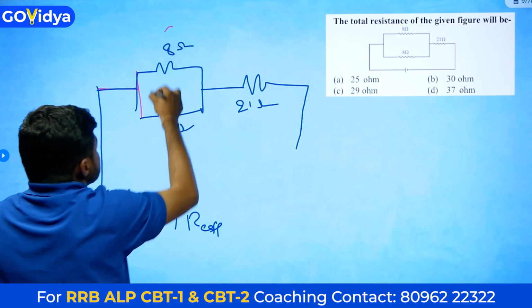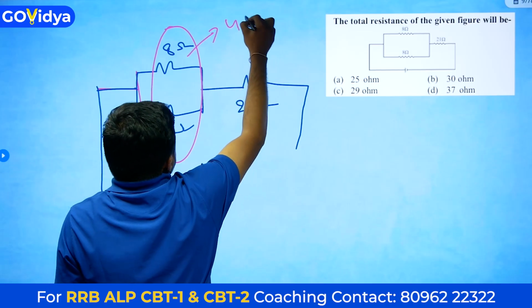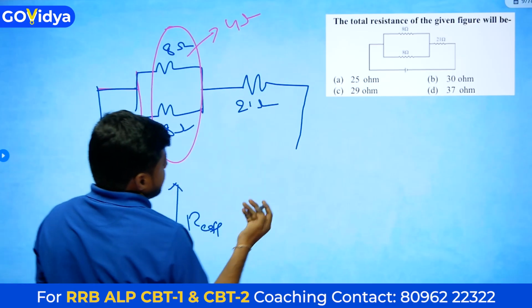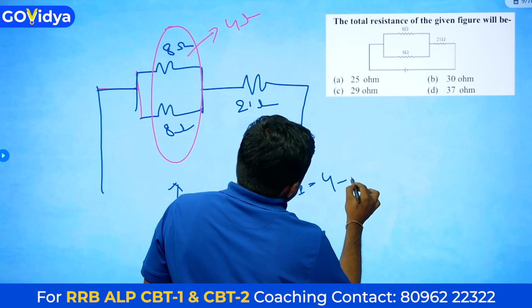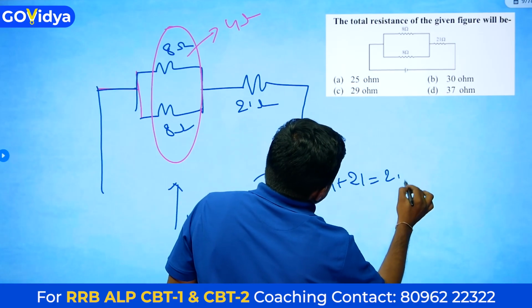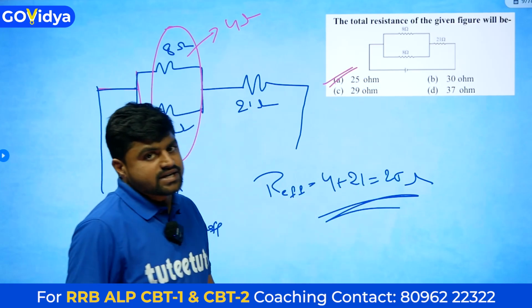Here 8 ohms and 8 ohms are connected in parallel, the combination is 4 ohms. Now 4 ohms and 21 ohms are connected in series. R effective is equal to 4 plus 21 is equal to 25 ohms. From the options, option A is the correct answer.